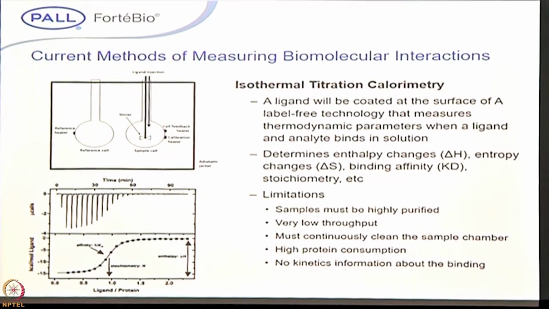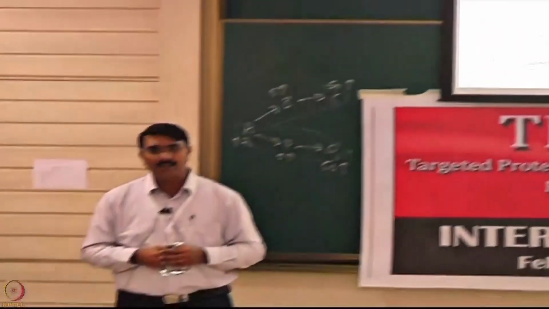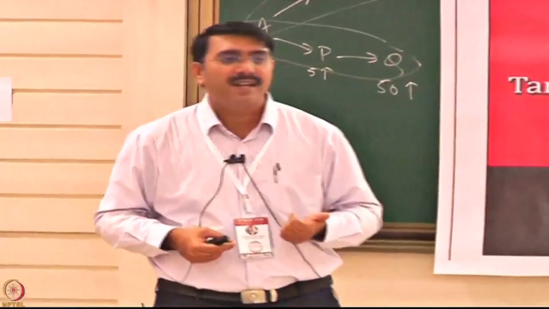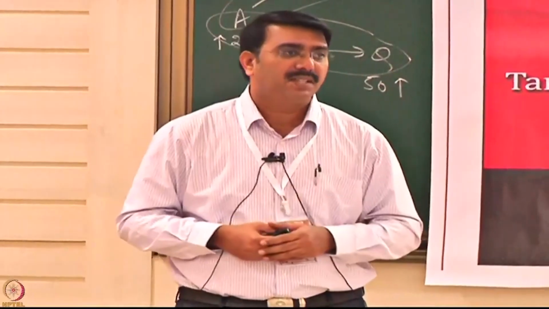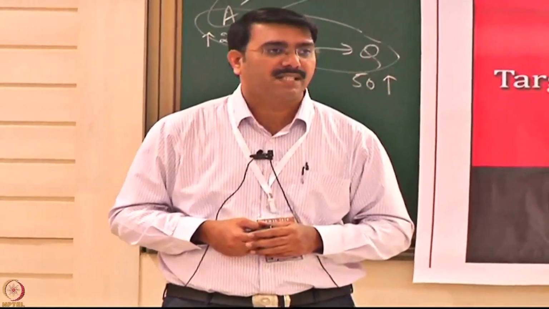But this will provide you the KD value, where what we quote as a KD is nothing but the affinity constant. But it will not provide you the kinetics parameters like on rates and off rates. This is the limitation with the ELISA or the ITC based technologies.